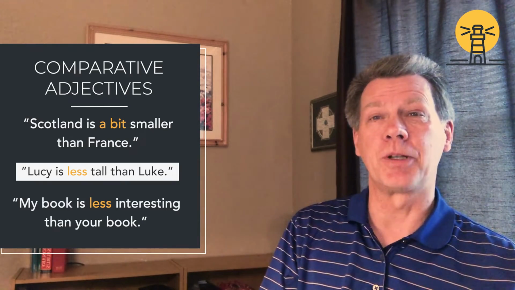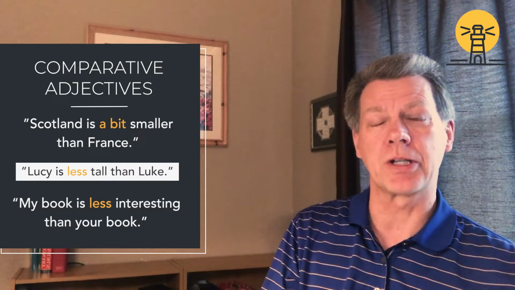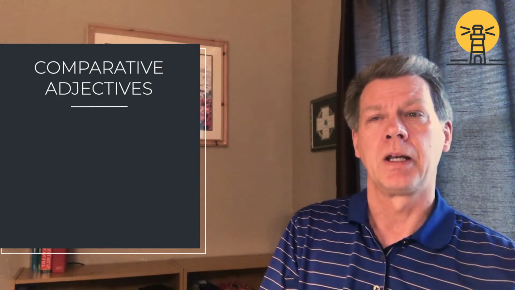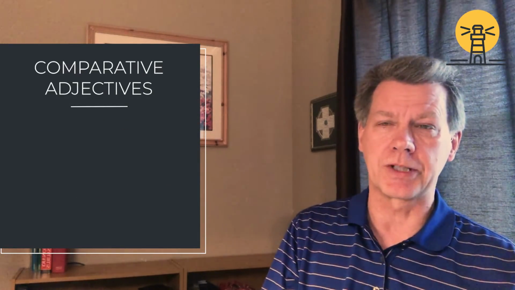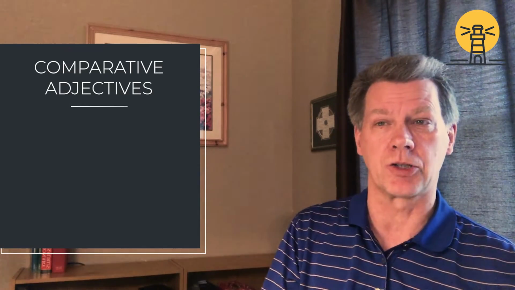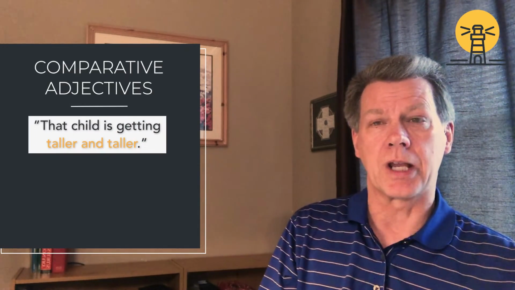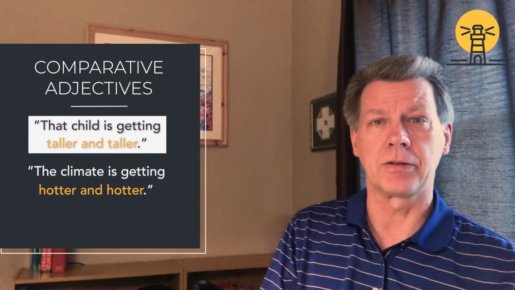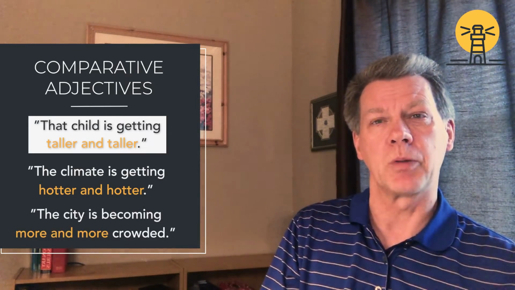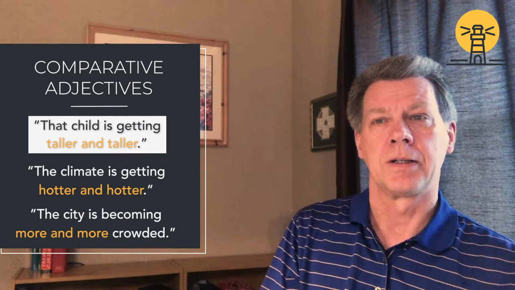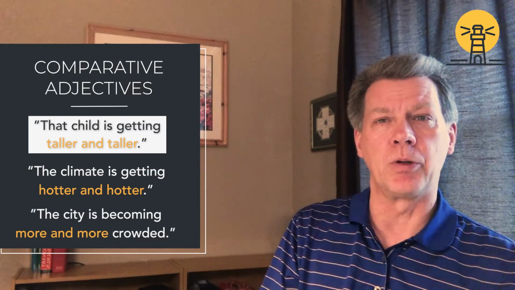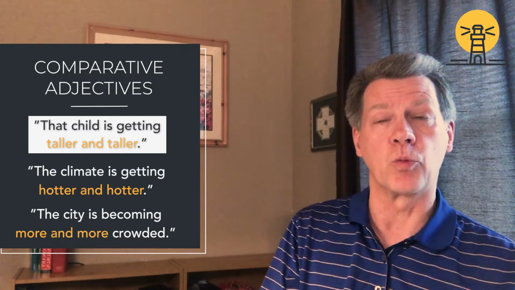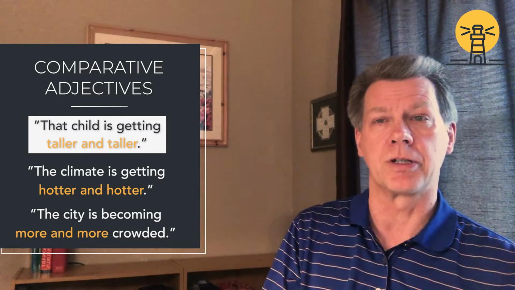The last example of comparative adjectives will show how something changes over time. Here we use the repetition of the same comparative to indicate this change. That child is getting taller and taller. The climate is getting hotter and hotter. The city is becoming more and more crowded. Now notice the last example only repeats the modifier word for the comparative adjective.